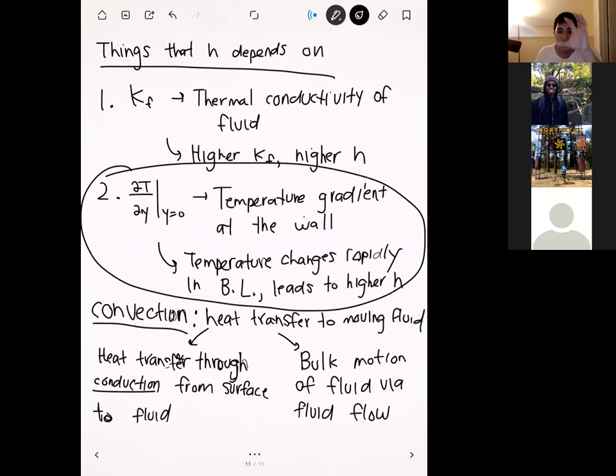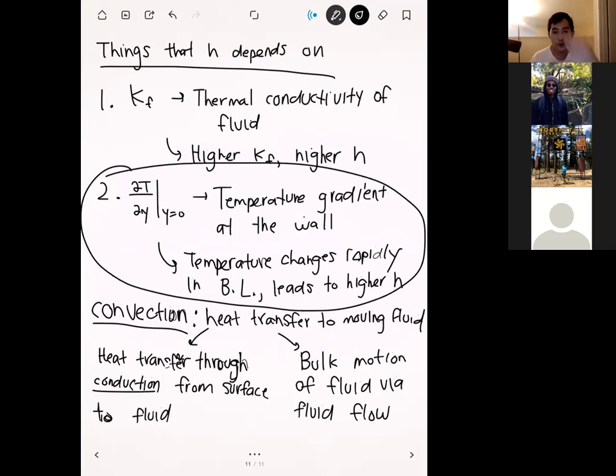Because if you have just still fluid right on top, the surface will heat up the fluid right next to it. And then as the fluid particles right next to the surface get hotter, that will impede future heat transfer. Because remember, heat transfer ultimately is driven by a difference in temperature. And so if you heat up the fluid right next to the surface, your temperature difference isn't as high, and that's going to impede some heat transfer.